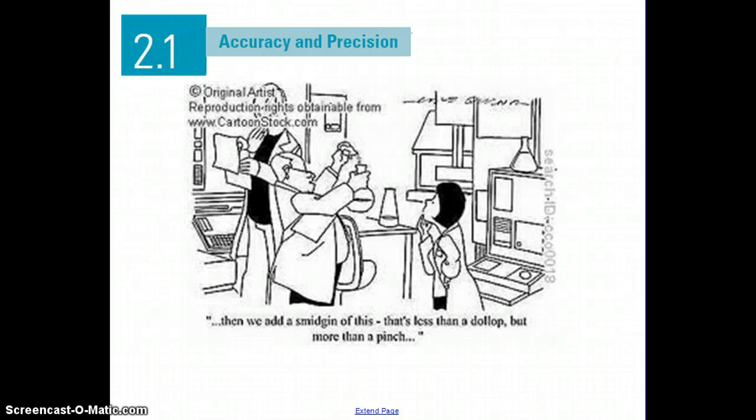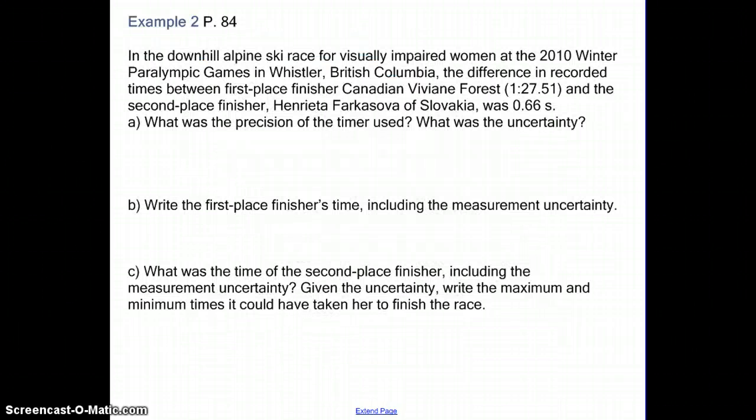We are continuing with section 2.1, which is titled Accuracy and Precision. If you look at example 2 on page 84, we have a Canadian that won the downhill alpine ski race with a time of 1 minute 27 seconds, 0.51, and the second place finisher was 0.66 seconds behind her. So what was the precision that the timer used, and what was the uncertainty?